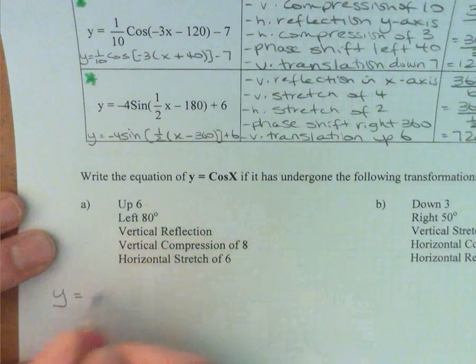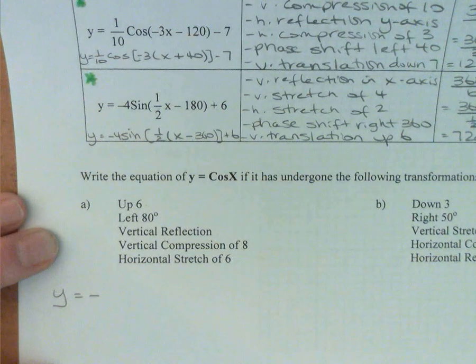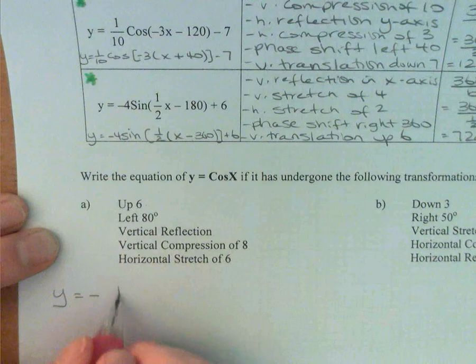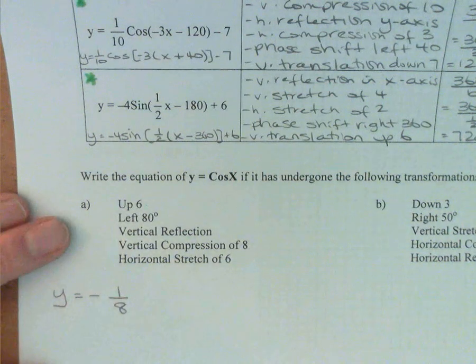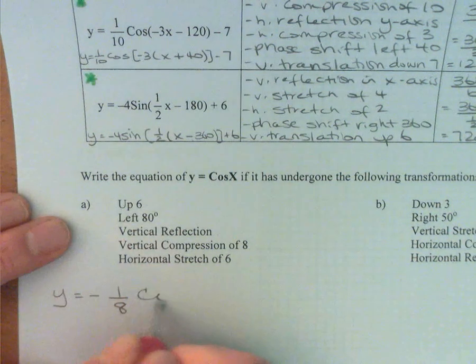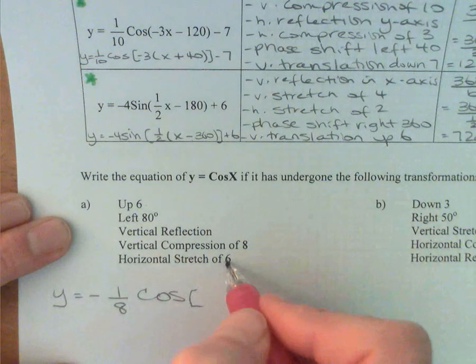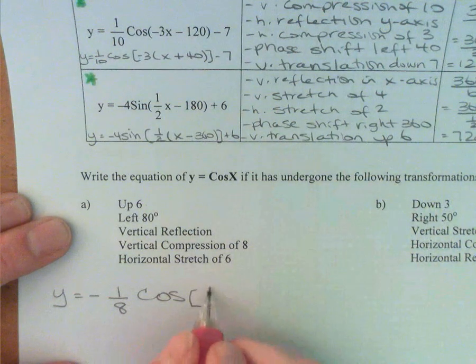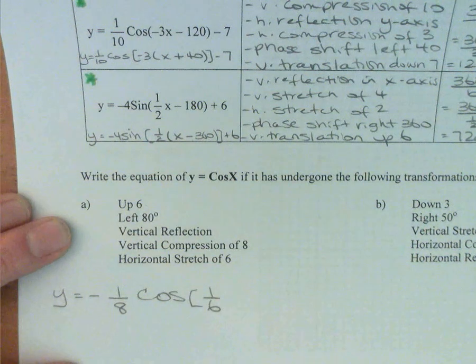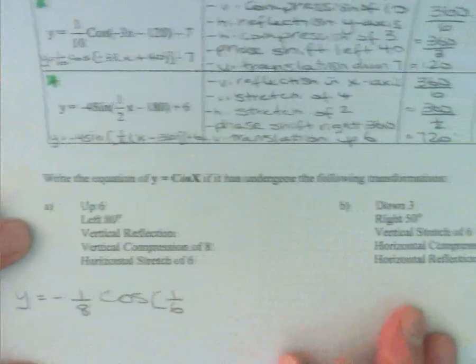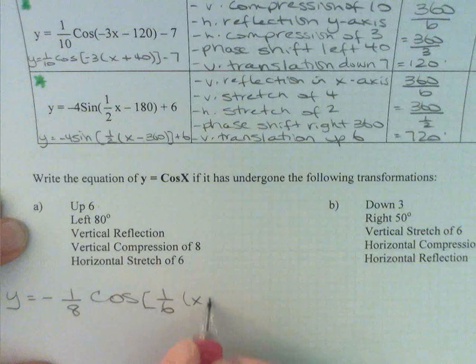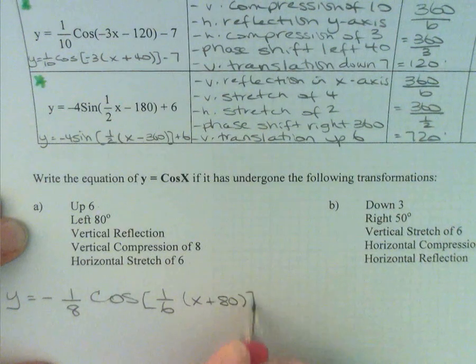So I have a vertical reflection, which means there's a negative. Compression vertically will make it 1 over 8. I've been told that the function will be cosine. There's a horizontal stretch of 6, but because brackets lie, it's going to be 1 over 6 inside the brackets. And going left 80, so I'm going to write it as x plus 80. And I'm going to go up 6.